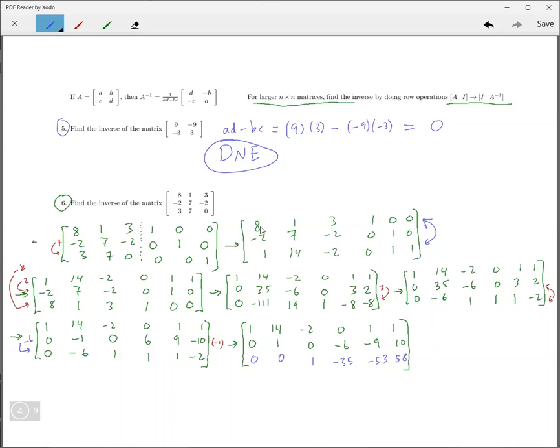Okay, now I've got the identity except this and this. I have to get rid of that and that. So you get rid of this one by using this row, multiplying that by negative 14 and adding it to the top.